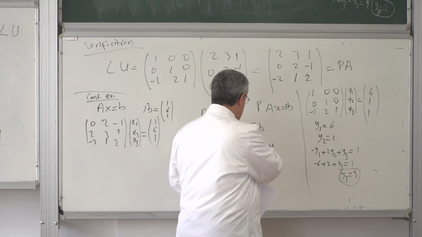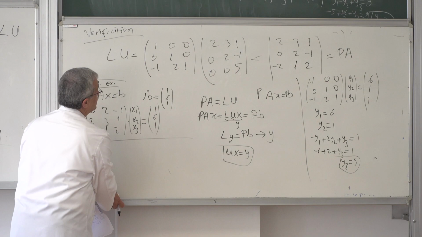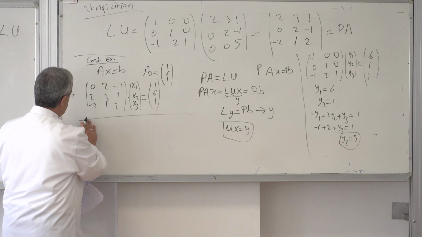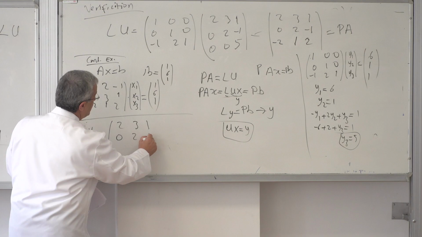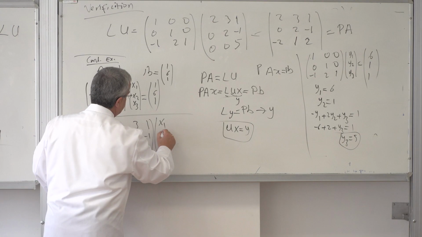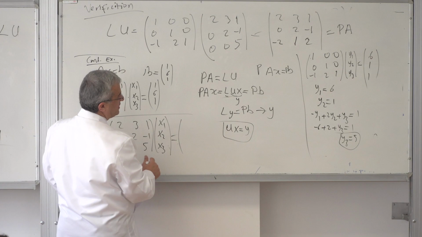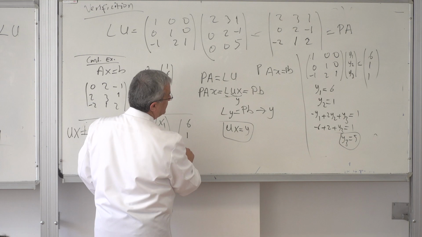Okay. So the last step is Ux equals y. I will just write it here. Here is U, so this is Ux equals y. So U is 2, 3, 1, 0, 2, minus 1, 0, 0, 5, times x1, x2, x3 is equal to y. So y1 is 6, y2 is 1, and y3 is 5. So what is x3?